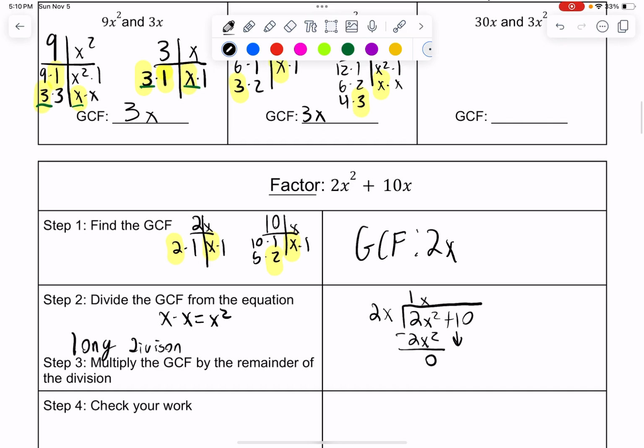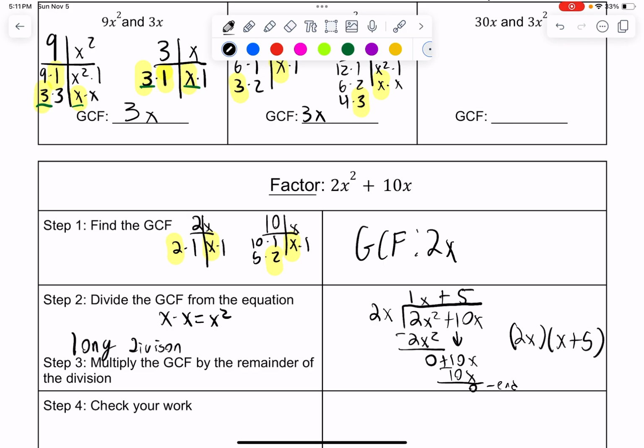Now we bring down our plus 10. So 2 goes into 10 x. Well, I know that 2 goes into 10 5 times, so I'm going to add 5 here. And since there's already an x there, we don't need to put anything else on. So now that I end in 0, and there's nothing at the very end, that means I can write out my solution as 2x times x plus 5.